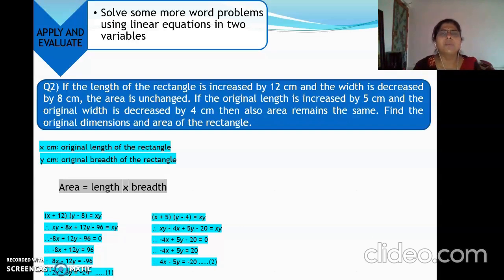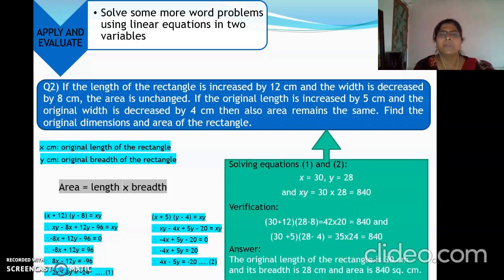Now from the second information, where the length is increased by 5 centimeter and breadth is decreased by 4, but still the area is unchanged, we get our second equation, 4x minus 5y is equal to minus 20. Solving equations 1 and 2, we get the value of x is 30 and y is 28. And x into y is 30 into 28, 840.